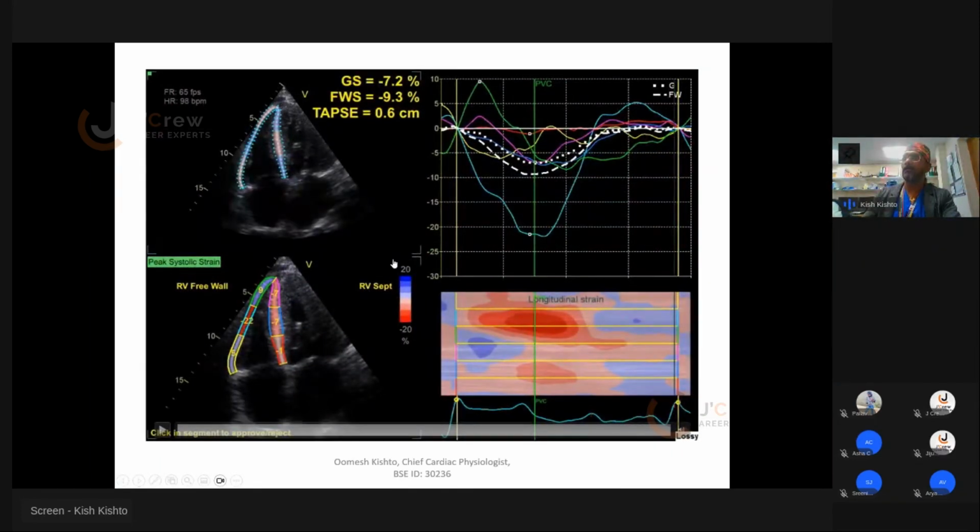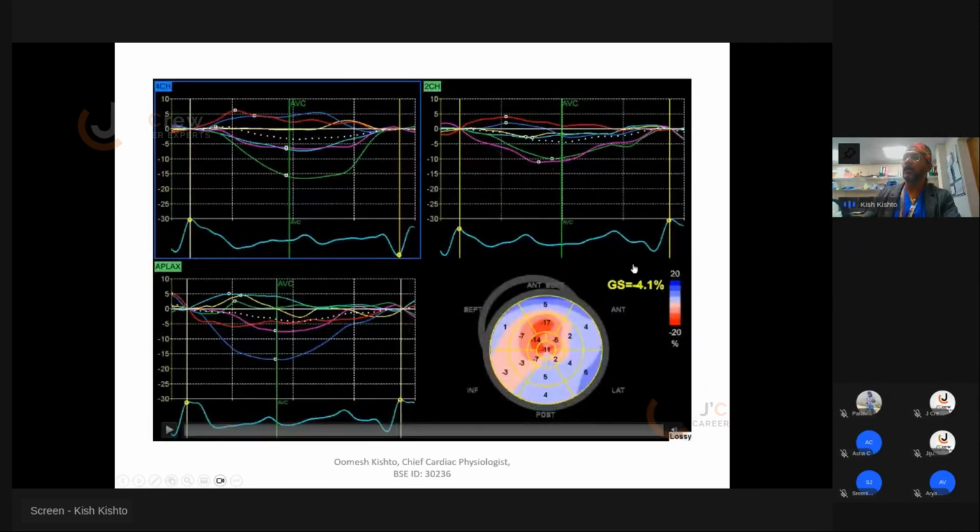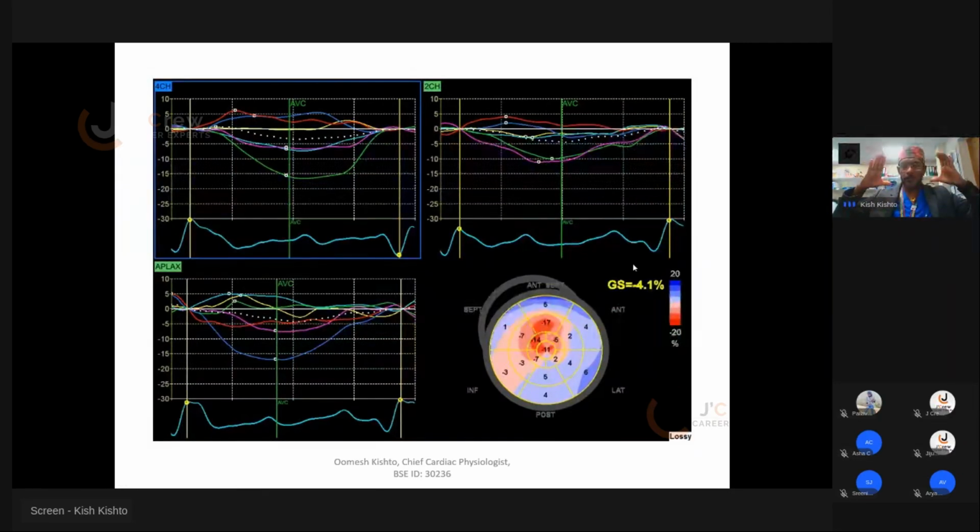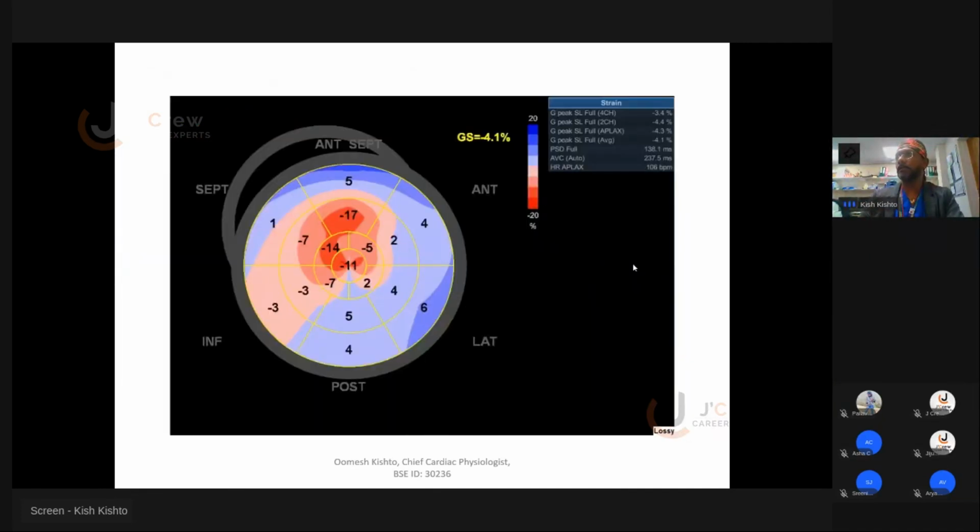So that's the RV. So here you go. In amyloidosis, what you're going to see is the apical sparing. You will see everything very hypokinetic or akinetic from basal going up to mid. So mid, then the apical segment, there's a bit of functionality there. So you will see the apical sparing on the GLS like that. Okay, and you can see it's -4, severely impaired longitudinal function.